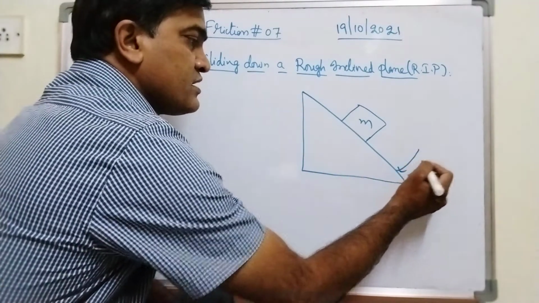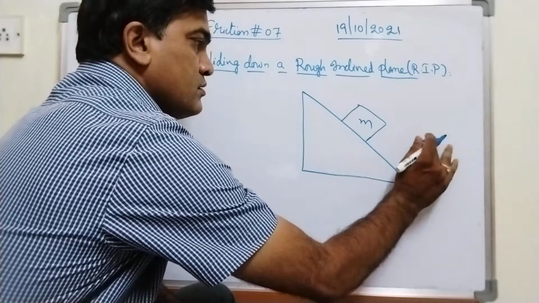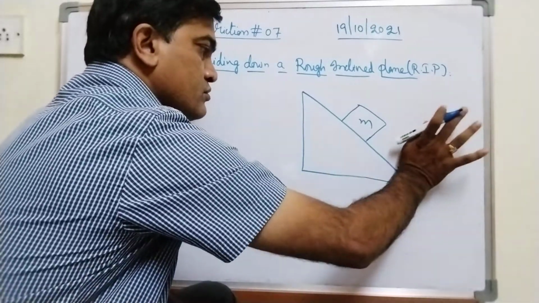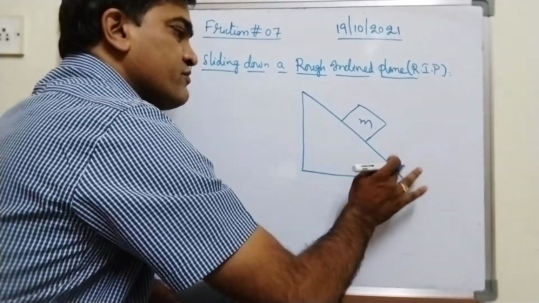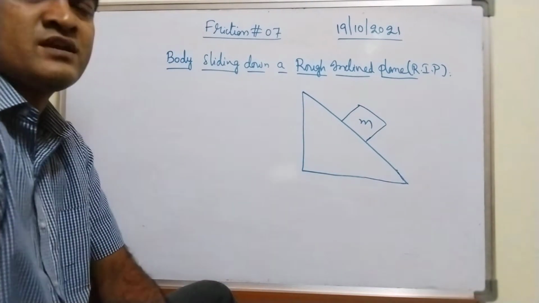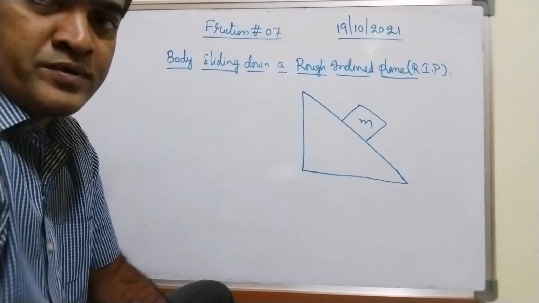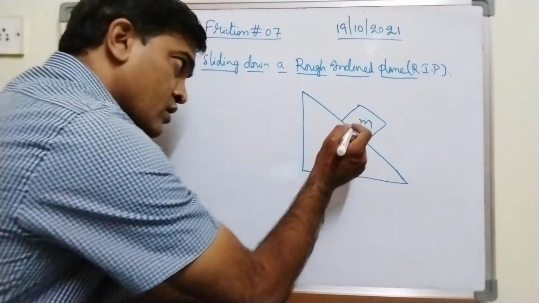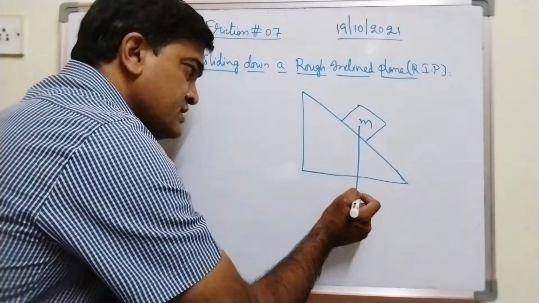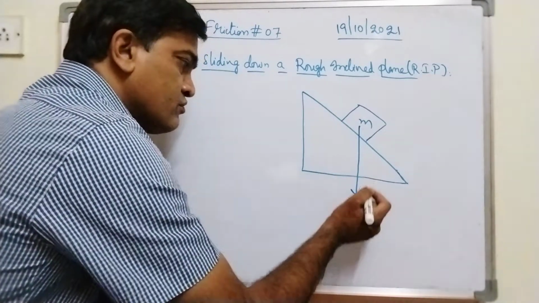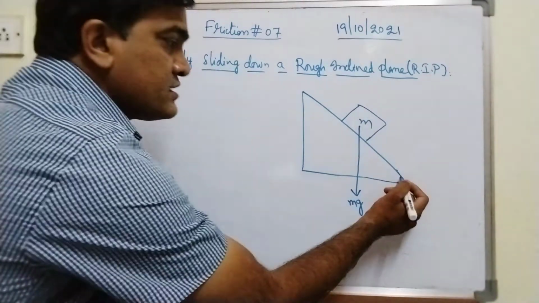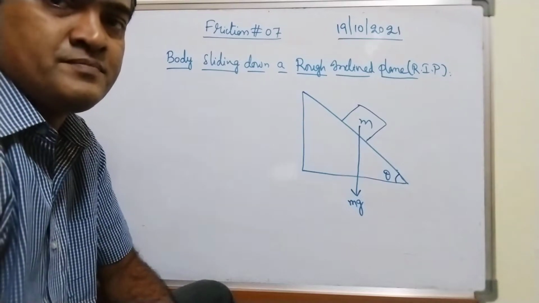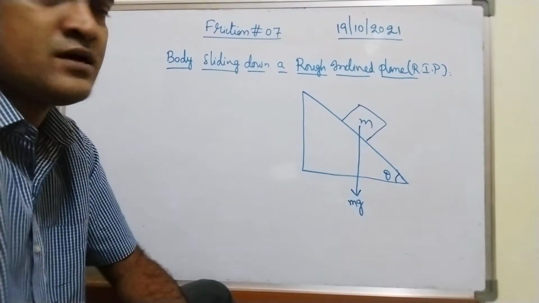As this is a rough inclined plane, assume that this is rough. Whenever a rough inclined plane comes into picture, you will come across friction. Right? Now its weight mg acts vertically downwards. Now let me take this angle as theta, a general angle. I am not taking the angle as alpha, I am taking the general angle as theta.